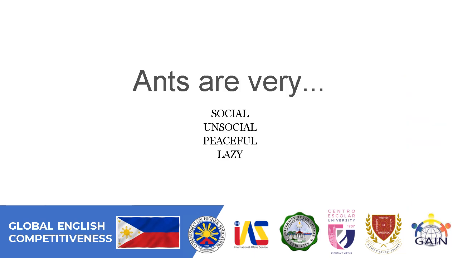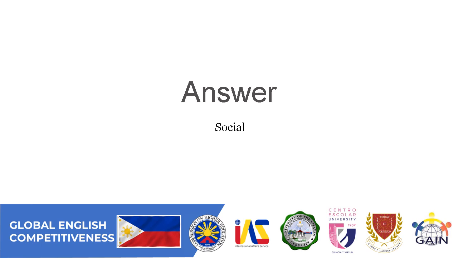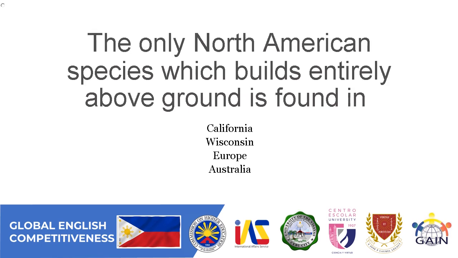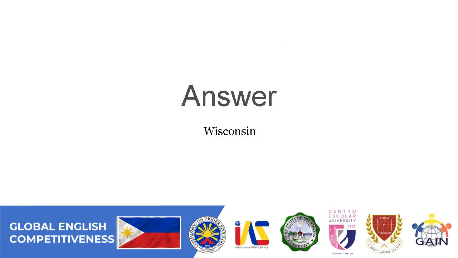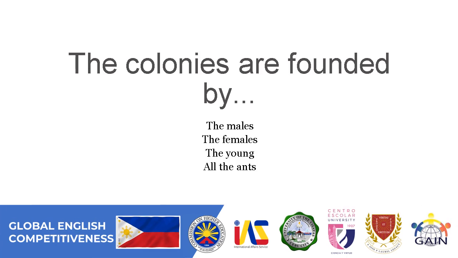Number 1. Ants are very social, unsocial, peaceful, lazy. Your answer? That is correct. Social. Number 2. The only North American species which builds entirely above ground is found in California, Wisconsin, Europe, Australia. And your answer is Wisconsin. That's correct.